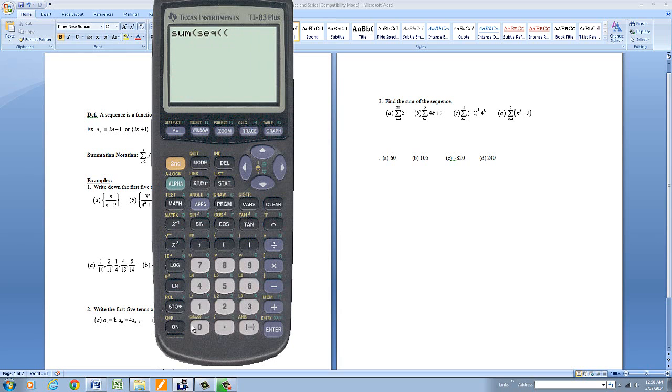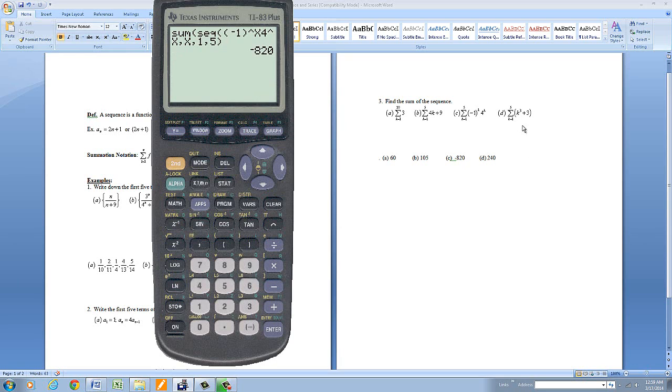So parentheses, -1, close parentheses, power of x, and then 4, power of x, comma, indicate the variable, comma, the range, 1, comma, 5, parentheses, and then hit enter. And I get -820, which is this answer right here. Okay.